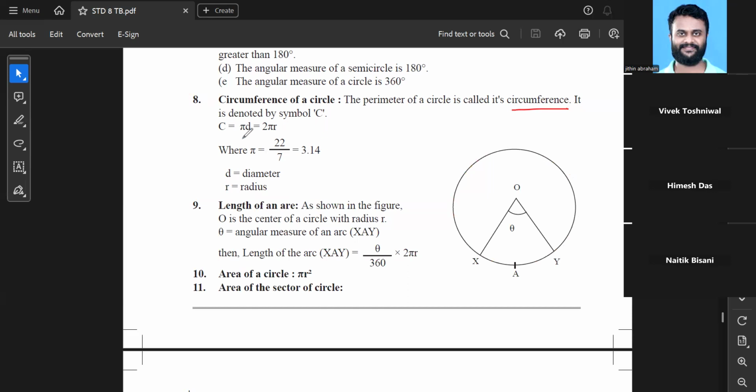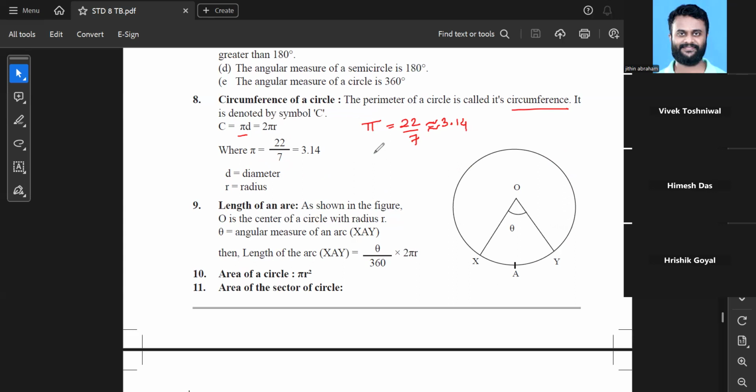So the formula to find the circumference is pi d. Do you know what is pi? Yes, 3.14 sir, or 22 by 7. Yes, it's either 22 by 7 or it is 3.14. 3.14 is an approximated value. 22 by 7 is a comparatively accurate value. So pi is a constant. Pi has a constant value, which is used to find the parameters of the circle.